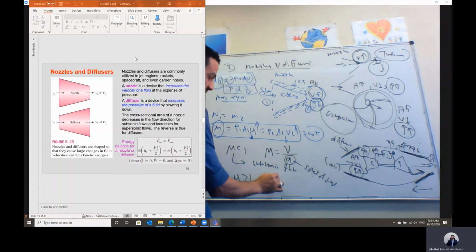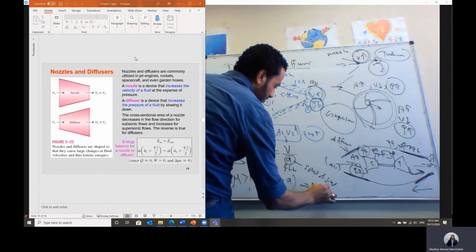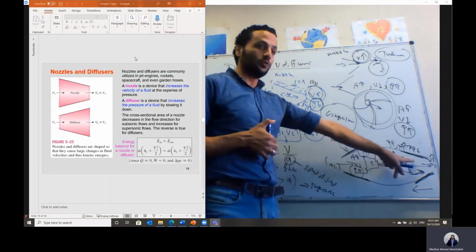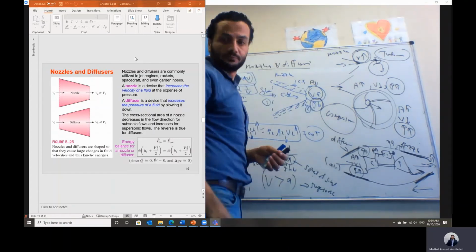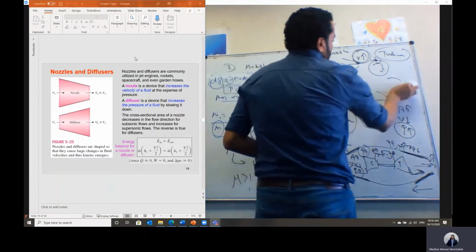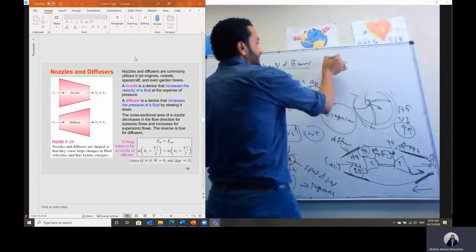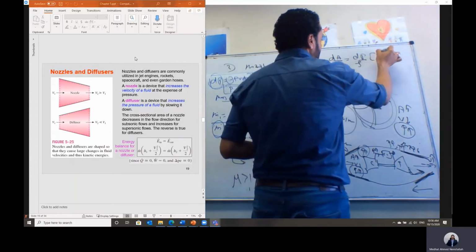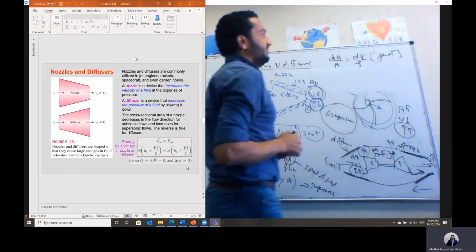That means the system is moving with a velocity greater than the speed of sound, and in this case we call it supersonic. But if we want this jet engine to move with a supersonic speed, we cannot use a convergent nozzle, because we have a relation that relates the change of area with the velocity and the pressure. We say delta A over A is equal to delta P over rho V squared multiplied by 1 minus Mach number squared.